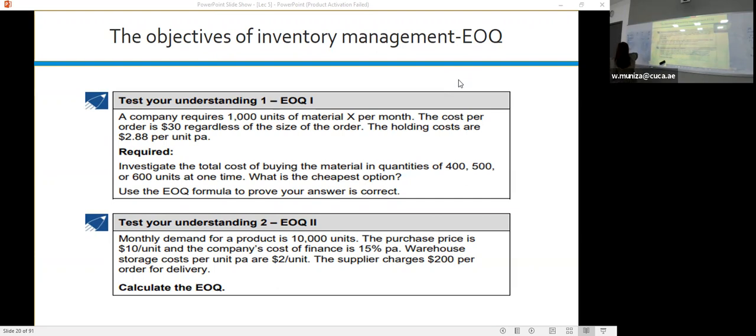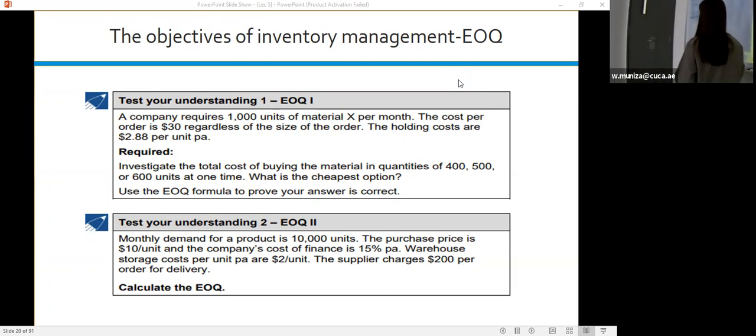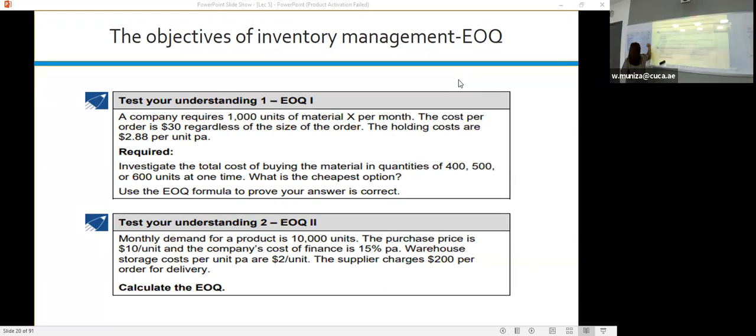Order quantity is 400 units for the first case, 500 for the second case, 600 for the third case. So 12,000 divided by 400 multiplied by 30 gives 900. Then for 500 units, 12,000 divided by 500 multiplied by 30 is 720. Then 12,000 divided by 600 multiplied by 30 is 600.